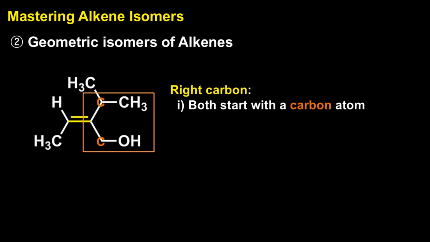Now let's take a look at the right carbon of the double bond. This one's a bit trickier. It's bonded to 2 different carbon-containing groups. There's an isopropyl group on top and a hydroxymethyl group on the bottom. At first glance, both of them start with a carbon atom, right? So we've got the same atom with the same atomic number, so at this point, it's a tie. When that happens, the CIP rules tell us to look one step further out.